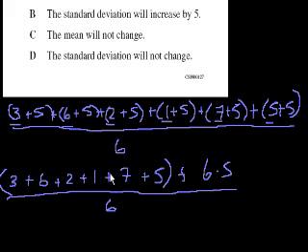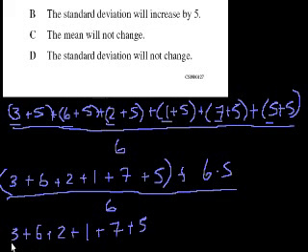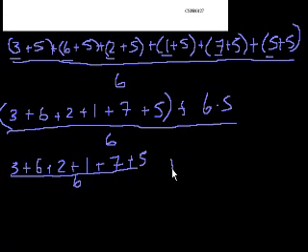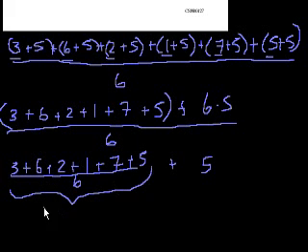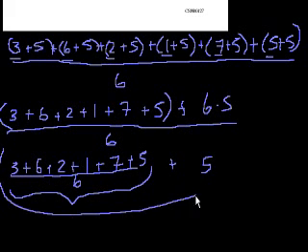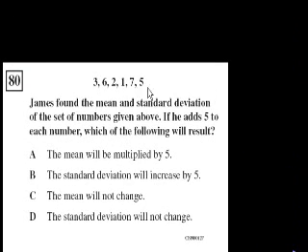Well, this is going to be, so this is equal to, let's see, 3 plus 6 plus 2 plus 1 plus 7 plus 5 over 6. Let me scroll down a little bit. Plus, what's 6 times 5 divided by 6? Well, that's just 5. So this is the average of the original set of numbers, right? And now, when you add 5 to all of them, the average of all of them combined is just going to be the original average plus 5. So you're just shifting the average to the right.